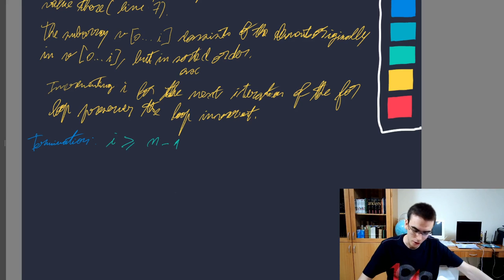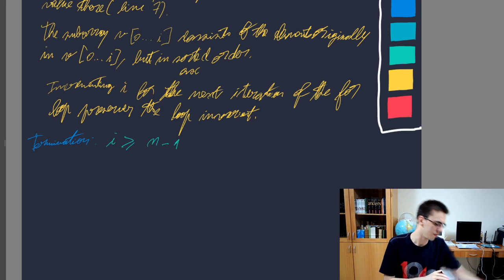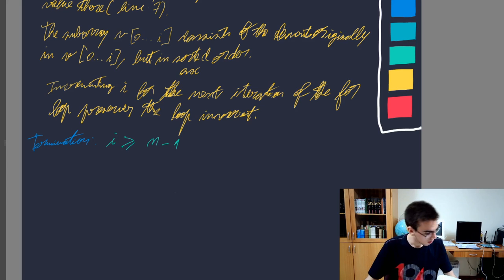Continuing then with Cormen a bit more, and termination. This is on page 20 of my book, and shouldn't be too far from yours. For termination, we have to examine what happens when the loop terminates. So, when the loop terminates, this is the condition of loop termination, we have i equals n minus 1.